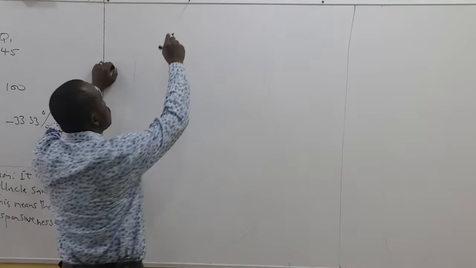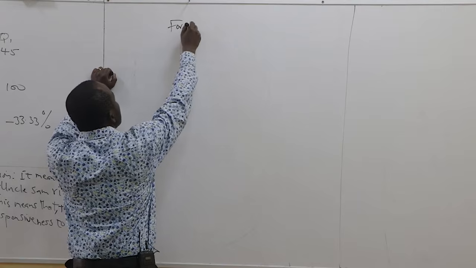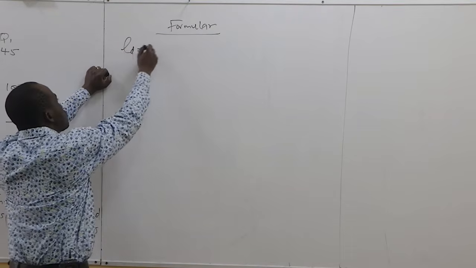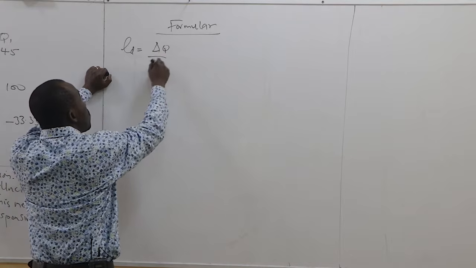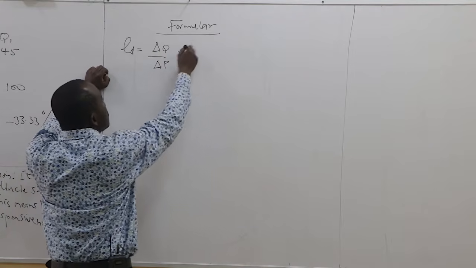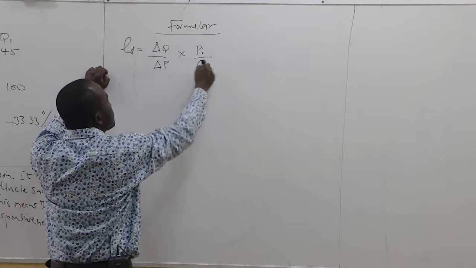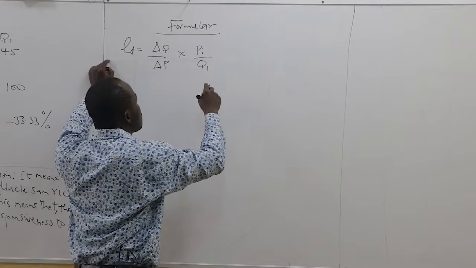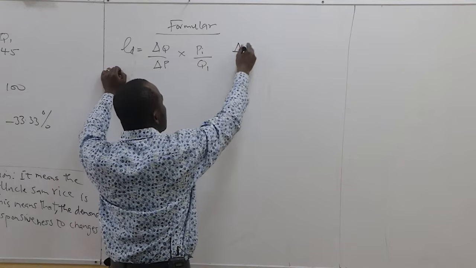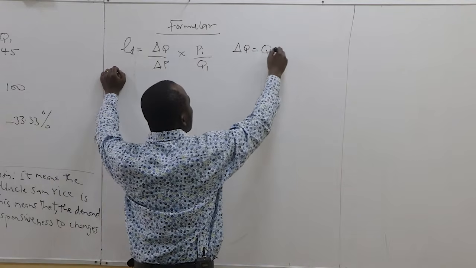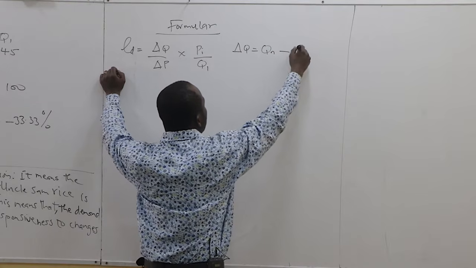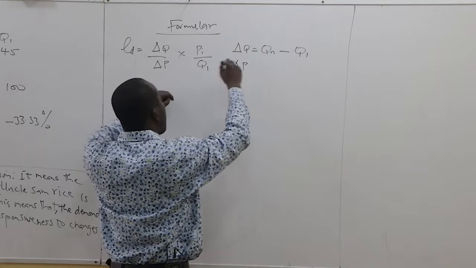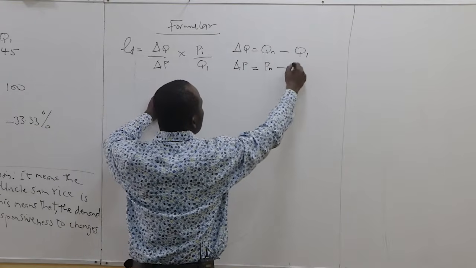Let's look at formula 2, still on point elasticity. This is how it works. Price elasticity of demand is the change in quantity over change in price, times initial price over initial quantity. The change in quantity is equal to the new quantity minus the initial quantity. The change in price is equal to the new price minus the initial price.